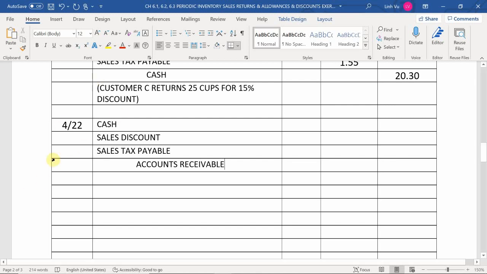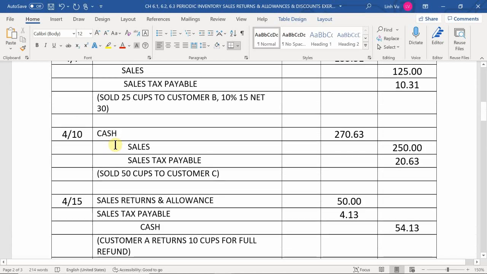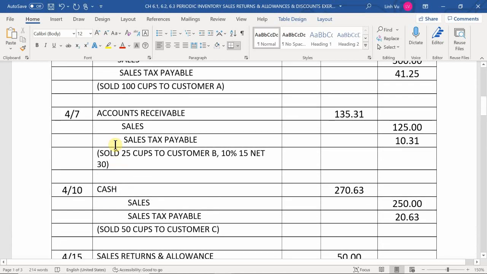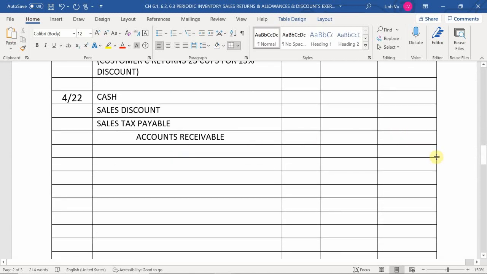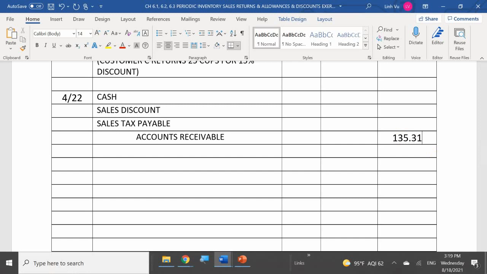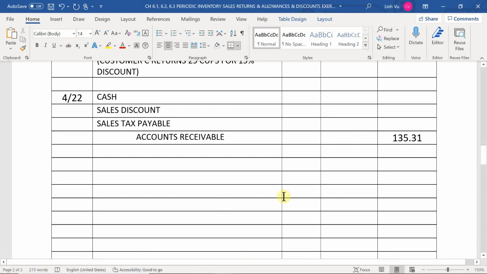So let's go ahead and jot that down first. How much do they actually owe me in grand total? $135.31. Okay, that's what they owe me in grand total. Now we already figured out what the discount was. It was $12.50 because it was based off of $125. 10% of 125 is $12.50. So if my discount was $12.50, how much tax am I having to give back as well?